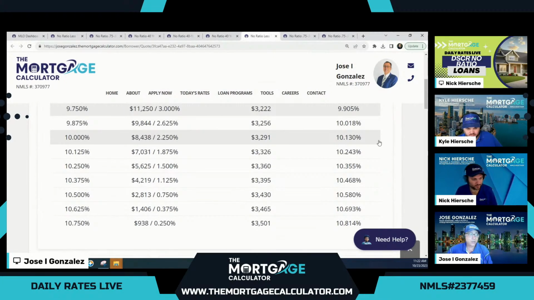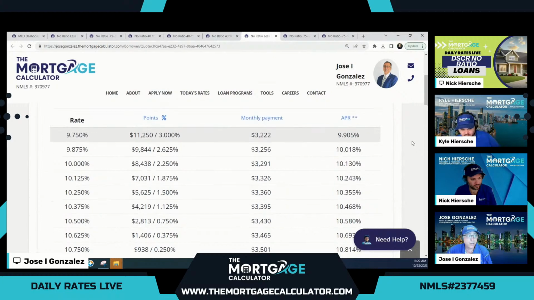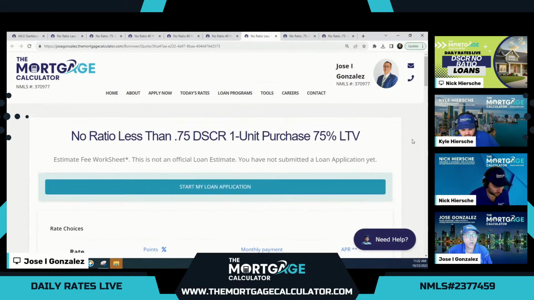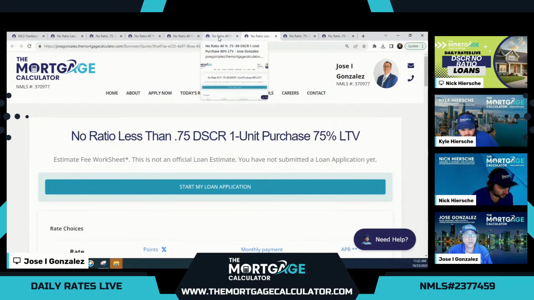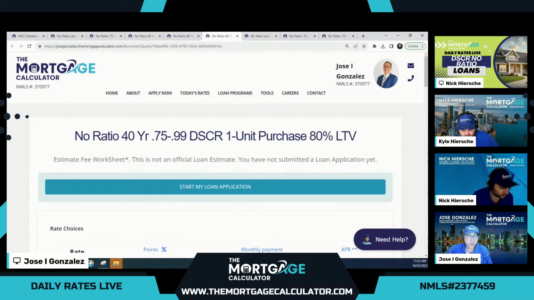Very good rates also. 10.75 is almost at par, and you can buy that down to 9.75% for our true no ratio 75% LTV. So now throw in a couple extra little twists here.